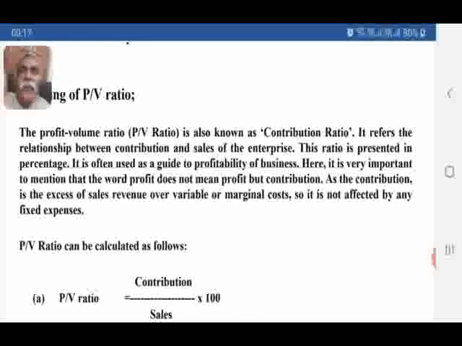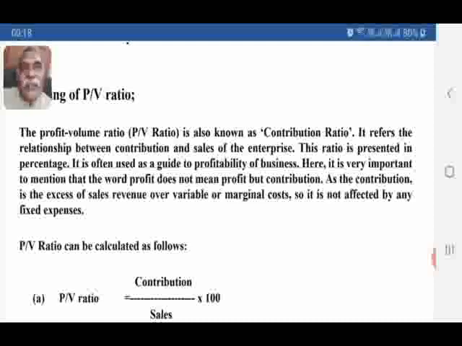Now we should know something about the PV ratio, that is profit volume ratio, that we have already discussed right now. Profit volume ratio is also known as contribution ratio, as I told you. It refers to the relationship between contribution and sales of the enterprise. That is, PV ratio is equal to C by S. This ratio is presented in percentage. It is often used as a guide to profitability of a business.